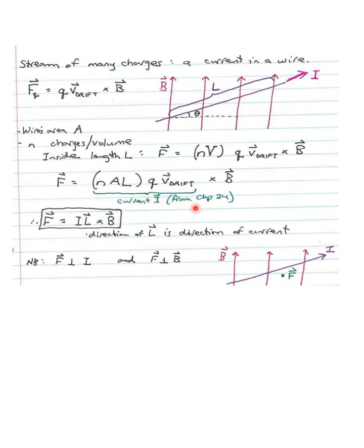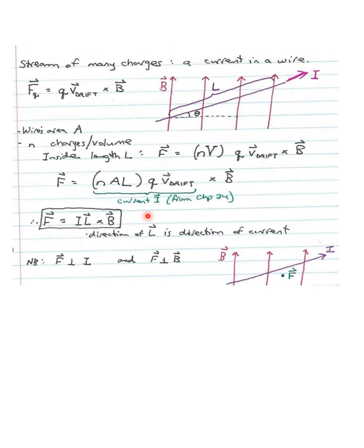We learned that in chapter 24. So what we get is that the force on a current is the current times the vector length L, I'll explain that in a minute, cross product with the magnetic field. And we're going to define the direction of L as the direction of the current. So its magnitude is the length of the wire that's in the magnetic field, and its direction is the direction of the current.